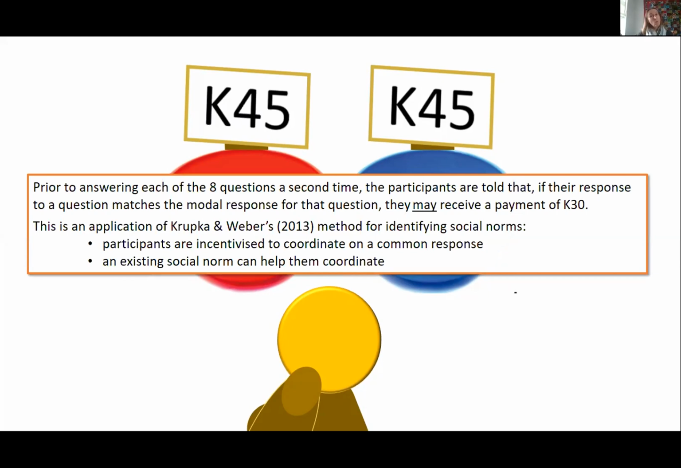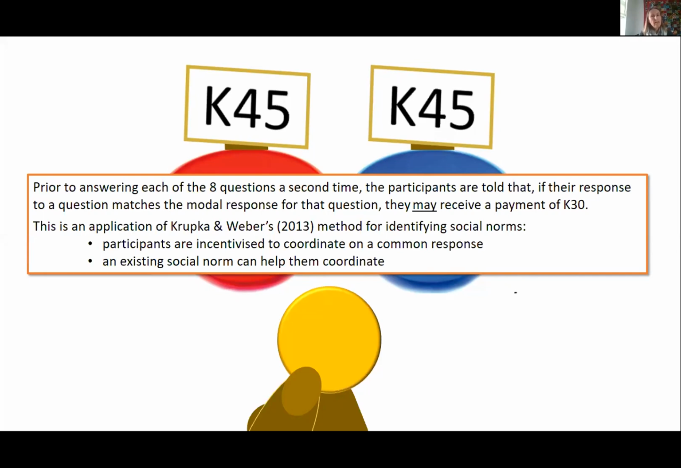We then said, we're going to ask you those questions again, but this time, if your response to one of the questions matches the modal response for that question, you may receive 30 kwacha. Of course, we use slightly different words there, but essentially what we're doing second time around is we're applying Krupka-Weber's method for identifying social norms. And the idea here is that the participants are incentivized to coordinate. They're no longer simply expressing their opinion. They're going to get 30 kwacha, a significant amount of money, if their response matches the modal response in their session.